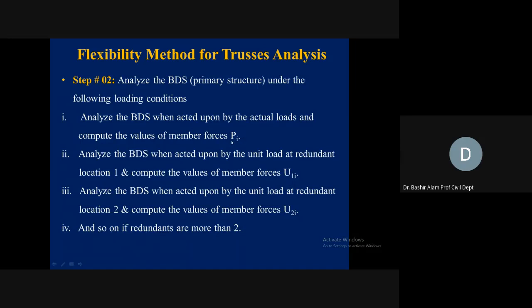This i is showing the members, for different members. i starts from 1 to n. So that subscript is coming from the member number, and so on. Exactly the procedure is the same. If a structure is 2 degrees statically indeterminate, you will be analyzing 3 times. If 3 degrees indeterminate, 4 times.